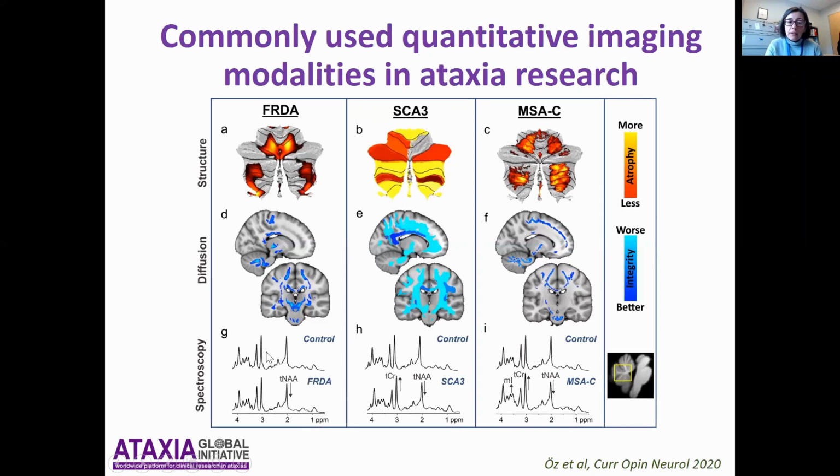In fact, that is the only change that is visible in Friedreich's ataxia. You go to SCA3, you have an elevated creatine that may indicate either gliosis or disruptions in energy metabolism. You go to MSA-C, there's more severe involvement, and you have this other neurochemical, myoinositol, go up. It is typically considered a gliotic marker. And these data were acquired from the cerebellar vermis.